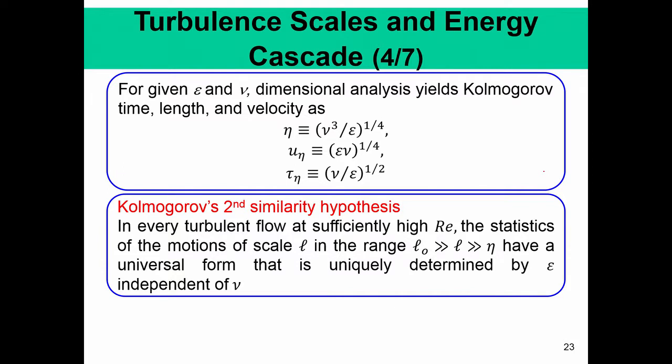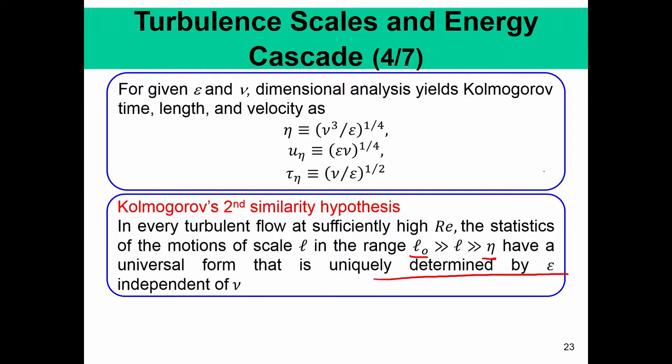What happens at the intermediate scales? At the intermediate scales he says that in every turbulent flow at sufficiently high Reynolds number the statistics of motion of scale L, an intermediate scale which lies between the largest energy containing scale L0 and the dissipation scale, the Kolmogorov length scale, far away from both, that is, far smaller than the energy containing scale, which is of the order of, say, the jet width, and at the same time much larger than the Kolmogorov length scale, have a universal form determined by the turbulent kinetic energy dissipation rate only, and independent of kinematic viscosity.